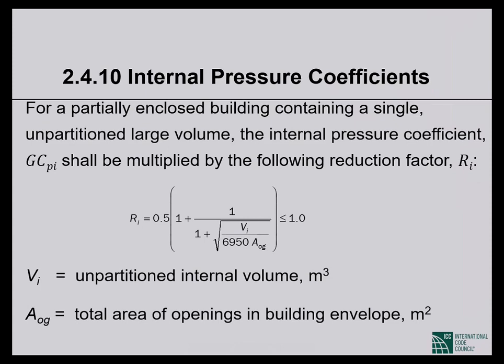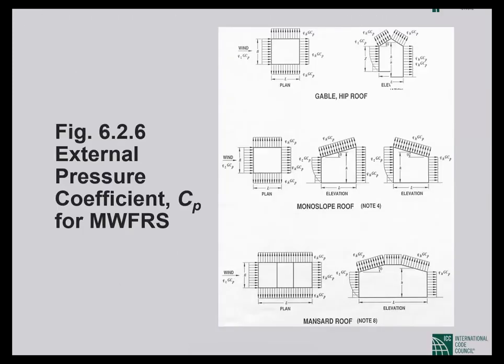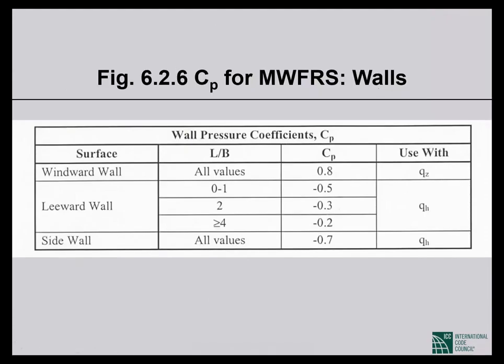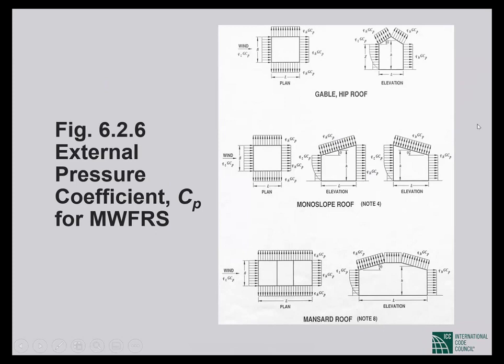For partially enclosed buildings containing a single unpartitioned large volume, the internal pressure coefficient G times C sub Pi can be reduced. And there is an expression which I will not spend time on. C sub P, very, very important. And I will keep to the basic cases. Okay, so this is a gable roof building. The other buildings have different roofs. That's all. Okay, so sorry, time becomes a problem. I get a little flustered.